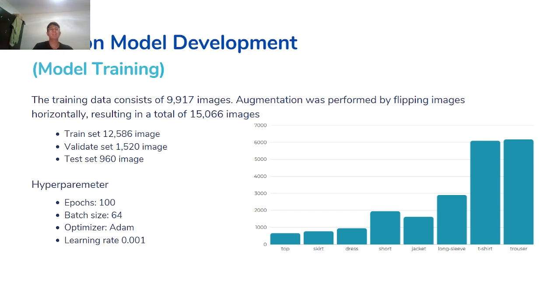After labeling, we train the model. The initial data that we get is 9,917 images. We augment some of the images, so we get a total of about 15,066 images. We split it into three parts of the dataset: train, validate, and test. We have some hyperparameters like this: batch size 64, optimizer Adam, and learning rate 0.001.